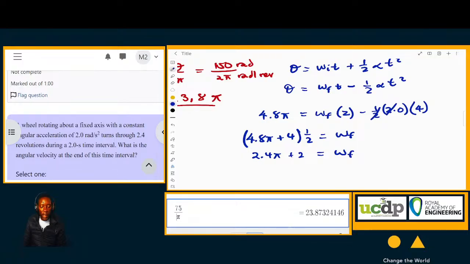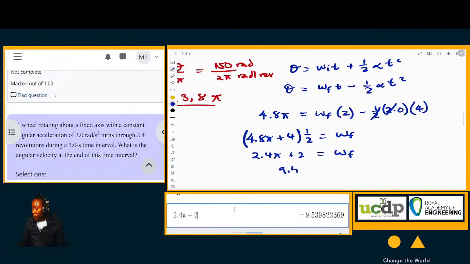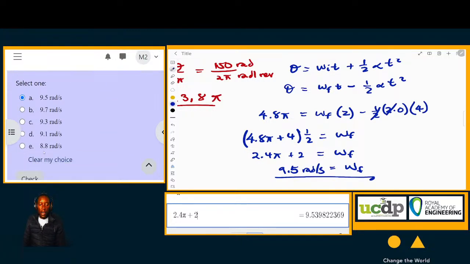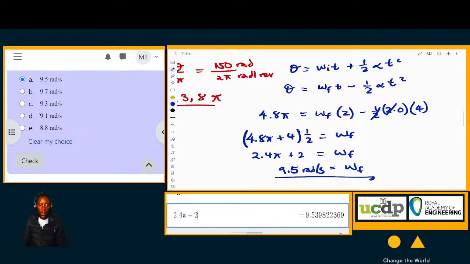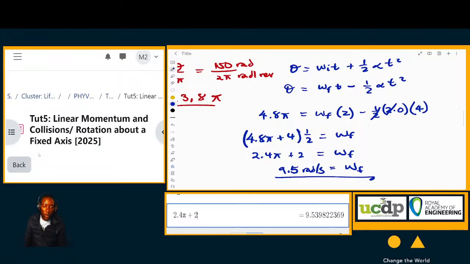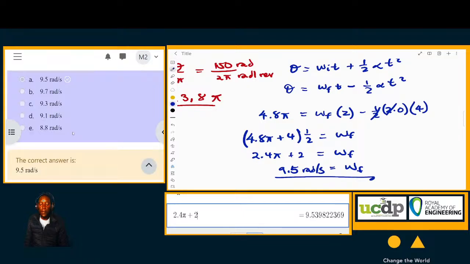Where is my calculator? Right. We said we have 2.4π plus 2, and that gives us 9.54, so 9.5 radians per second is equal to our final angular velocity. And 9.5 is A, and that should be the correct answer.